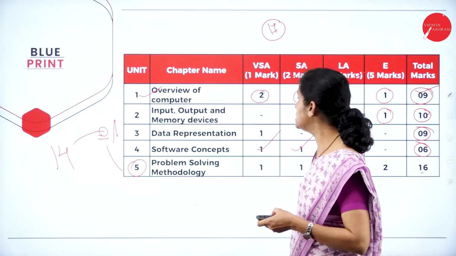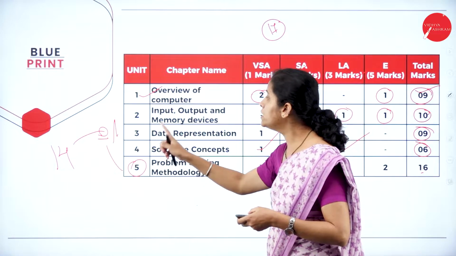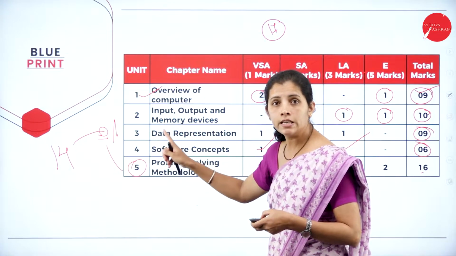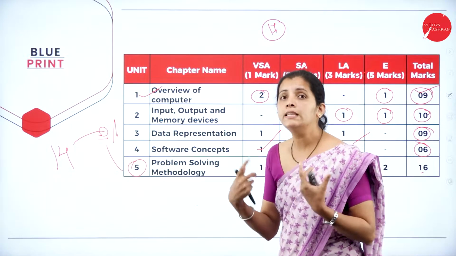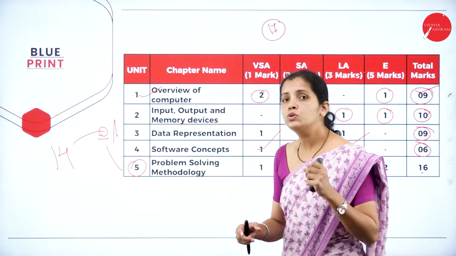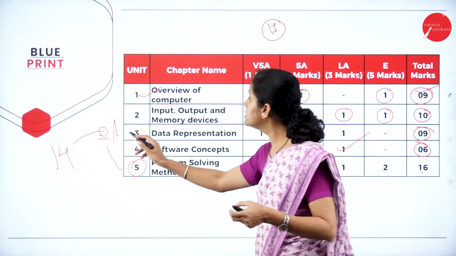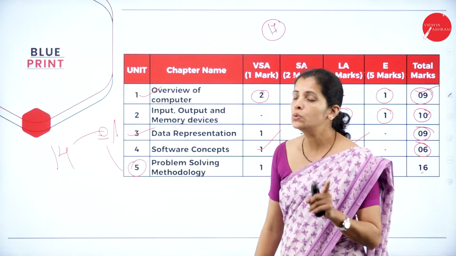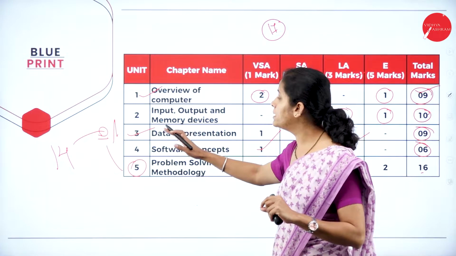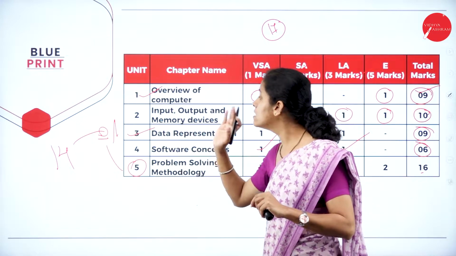I insist all the students study chapter 3 because it is numerical. It is nothing but the number system, and to score marks under this chapter is very easy. So I request all the students to study chapter 3 as well as chapter 4.